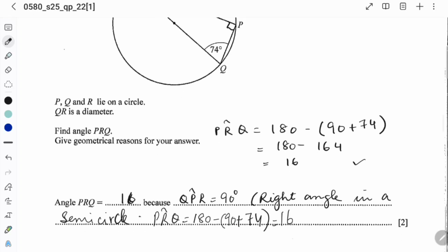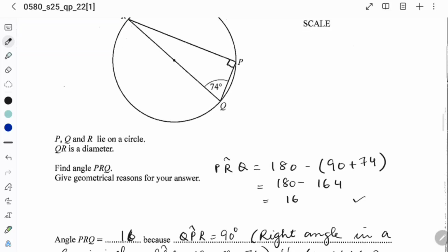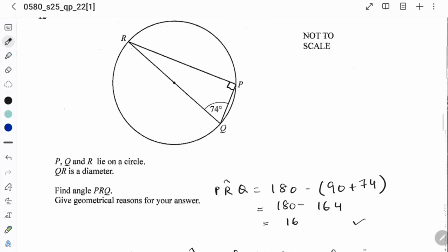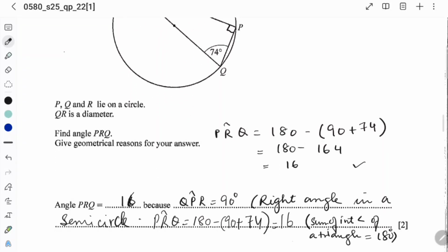You can show the working here, because the sum of interior angles of a triangle is 180 degrees. Alright, it's enough. I hope you understood. First of all, we use the diameter property, that right angle in a semicircle, and then afterwards the triangle sum is equal to 180 degrees, and then you can find the answer that PRQ is equal to 16 degrees. Let's move to the next question.